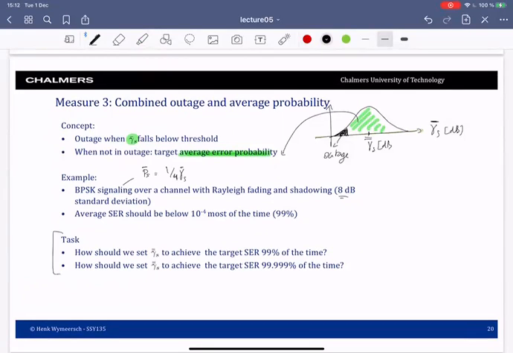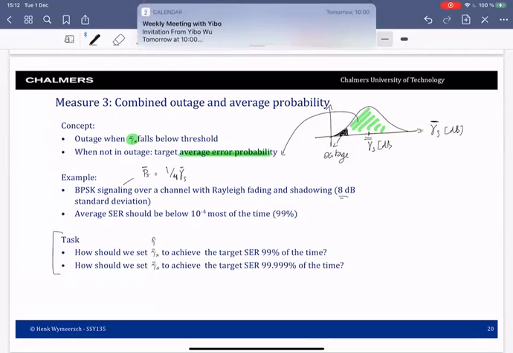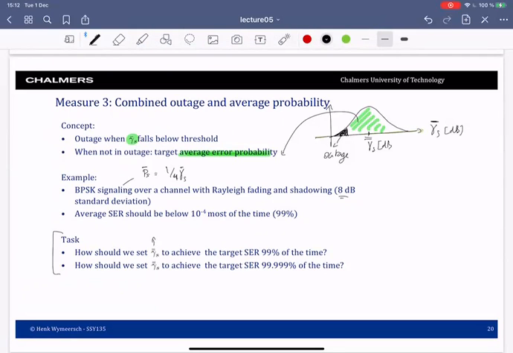And now this is your task. How should we set the SNR due to path loss only to achieve this target symbol error rate 99% of the time? So it's the combination of Rayleigh fading and shadowing. I recommend you pause the video and try to solve this.